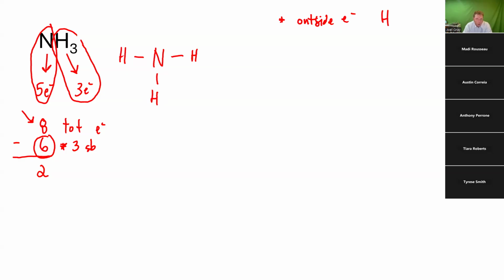Just like we did with water, if those electrons don't go on the outside atoms, we put them on our central atom. Boom. Now the next question is, I'm going to say -2, and this is a LP, or a lone pair, on nitrogen. 2 minus 2, 0.